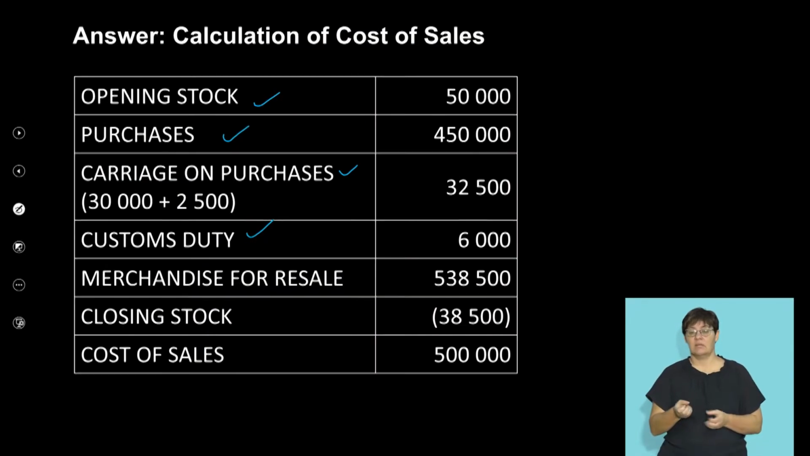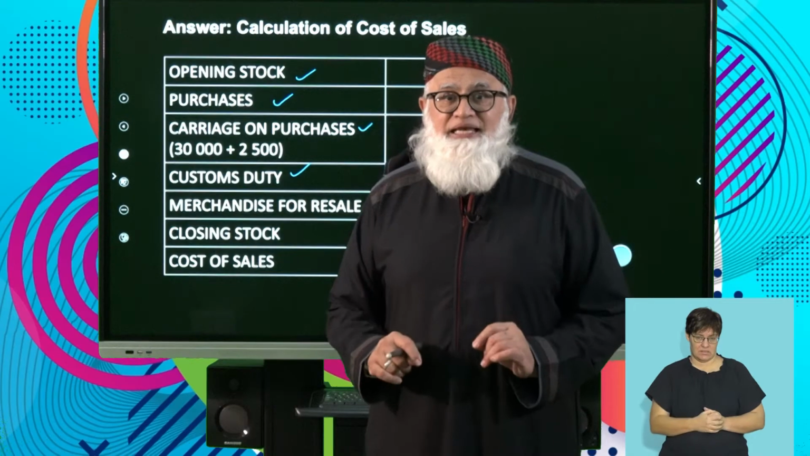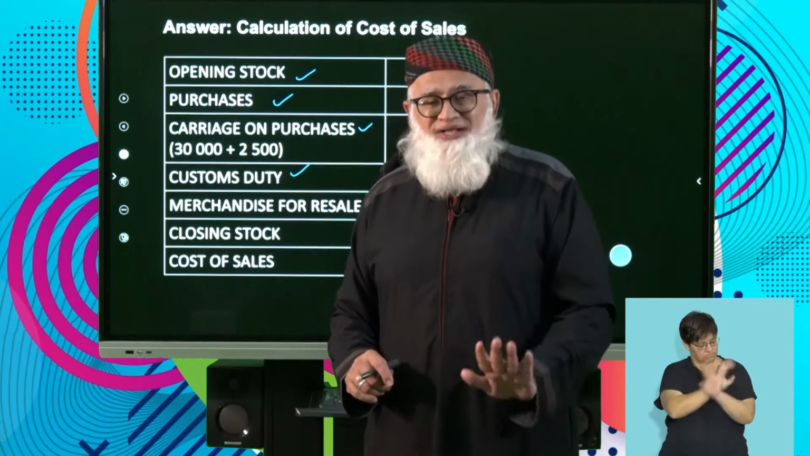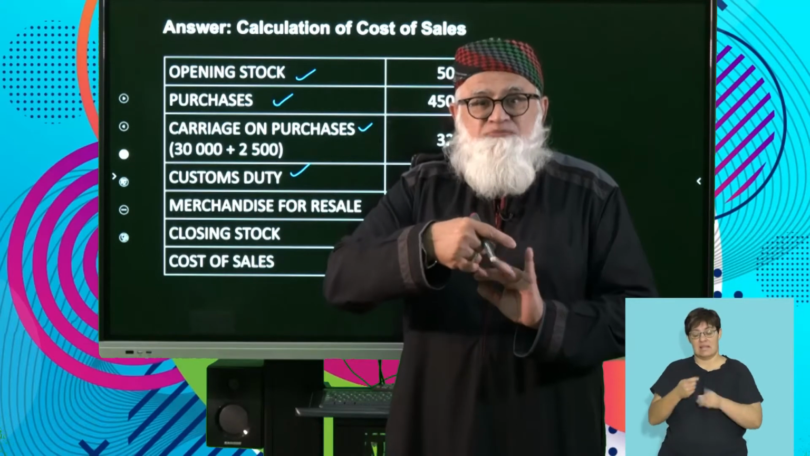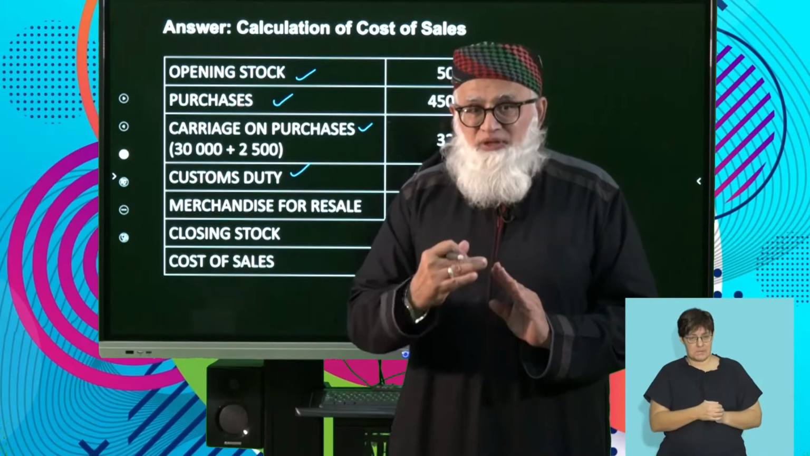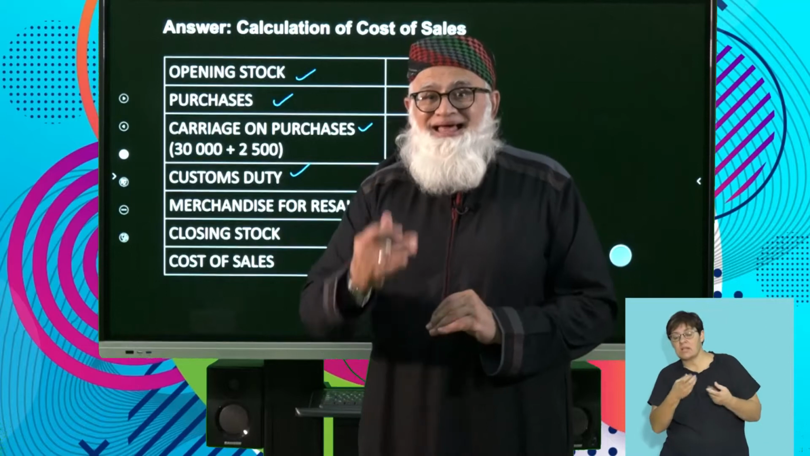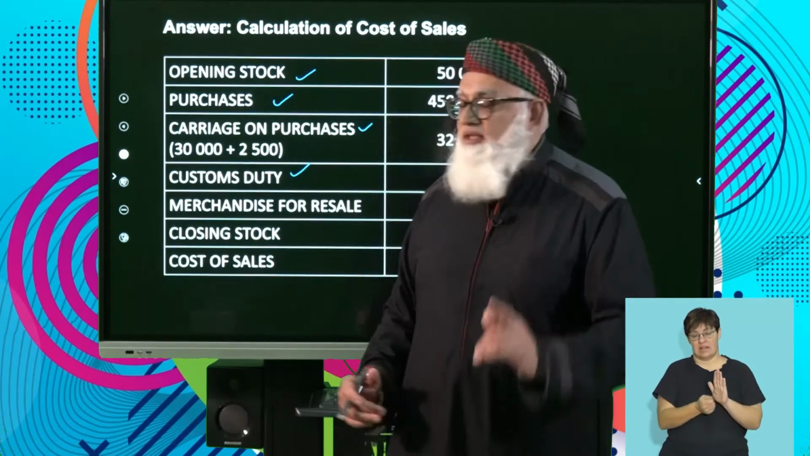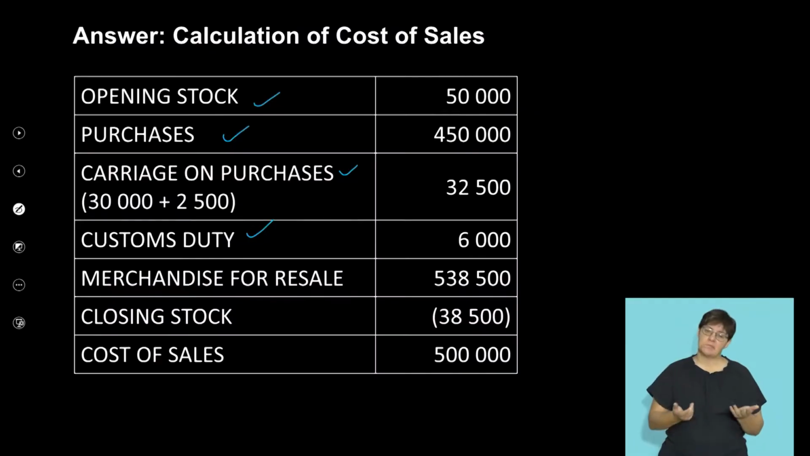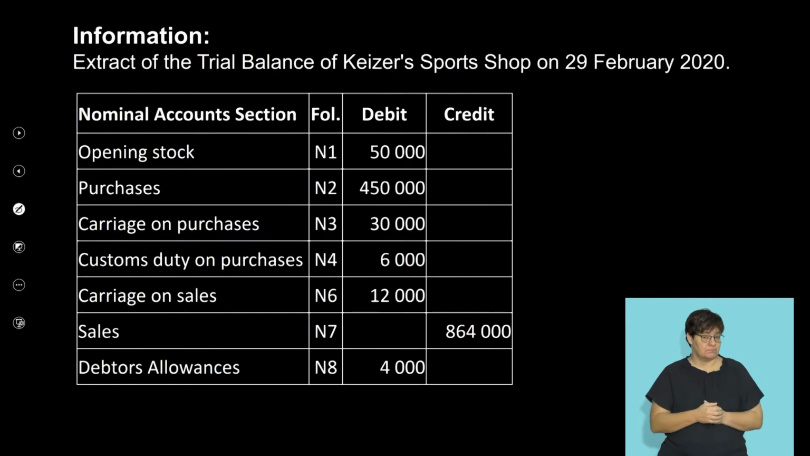Those expenses will obviously increase my cost. Then that will give you your merchandise for sale, less your closing stock will give you cost of sales. So that is the format, and you need to know it. Once again, I repeat: opening stock plus purchases plus expenses on purchases gives me my merchandise available for resale, less my closing stock gives me my cost of sales. Now, the question that we are doing. Let's identify the purchases figure. Here we go. Purchases, 450,000.